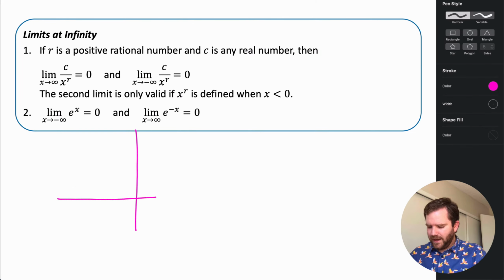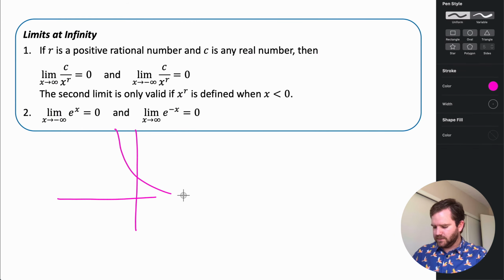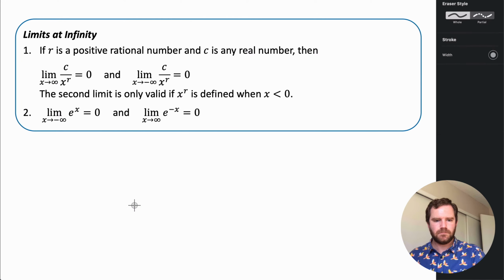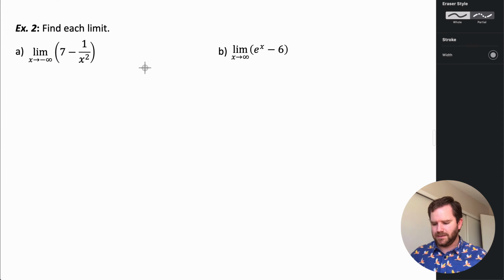And then the limit as x approaches positive infinity of e to the negative x is 0. This negative x basically reflects the graph of the exponential function about the y-axis, and so it would look like this. And so that would also go to 0. All right, so let's use some of these properties to help us evaluate some limits.